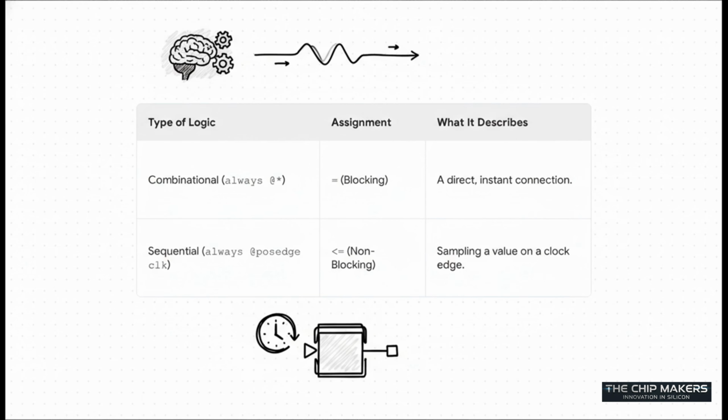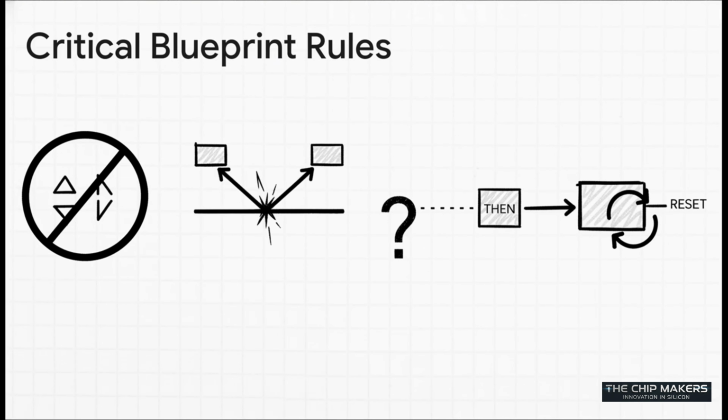For sequential logic, the memory, you always use the little arrow. This perfectly describes what a memory element does. It samples a value on the clock edge. Just following this one simple rule will prevent an entire class of really nasty bugs. And there are a few other golden rules. Never mix these two types of assignments in the same block.